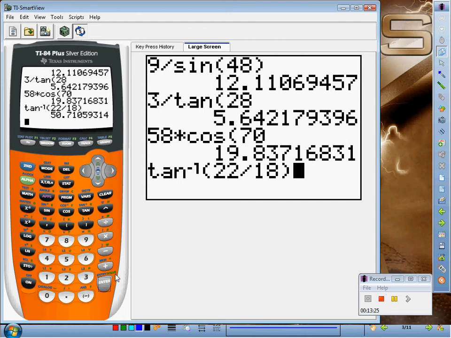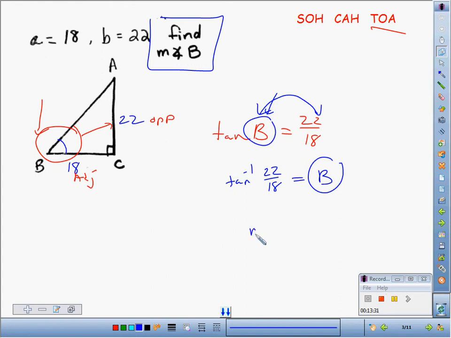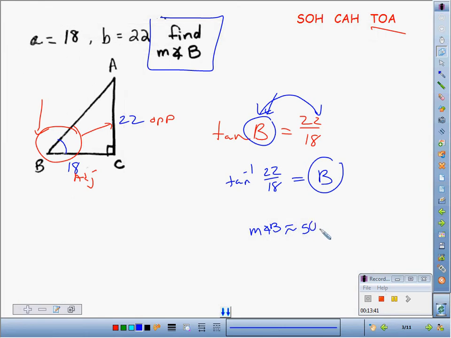Okay, and punch that in. And that's rounded to the nearest tenth, about 50.7. So since we found an angle measure, we'll write our final answer as the measure of angle B is approximately 50.7. Is that right? Yeah, 50.7, and then the label is degrees since that's an angle measure.